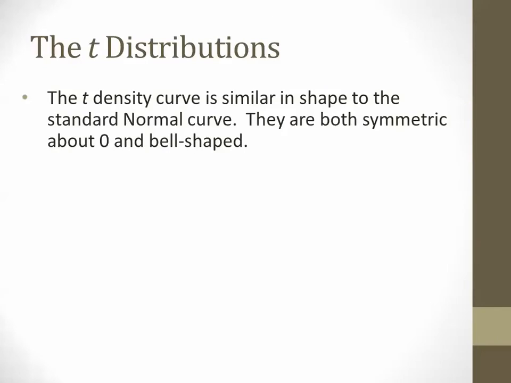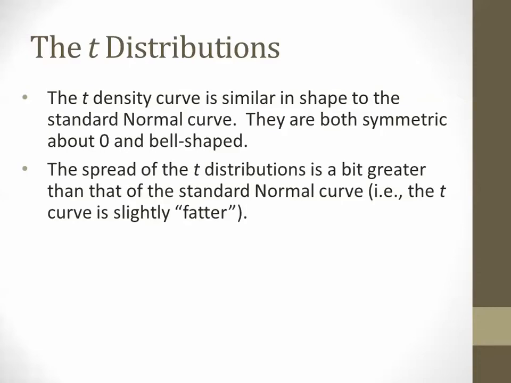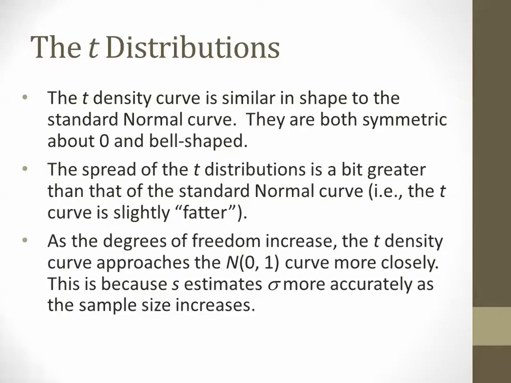Looks really similar. Similar in shape, it's symmetric, centered at 0, bell-shaped. But the spread of a t-distribution is a little bit greater. In other words, it's slightly fatter. And how much slightly fatter depends on the degrees of freedom. Because as the degrees of freedom increase, and degrees of freedom are n-1, so that means as your sample size increases, the curve approaches N(0,1). Because s estimates sigma more accurately as the sample size increases. So it just becomes so much closer.